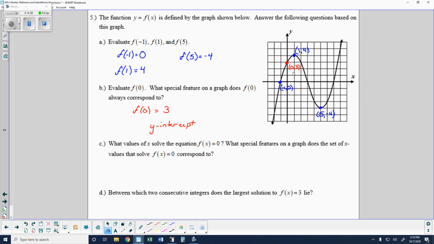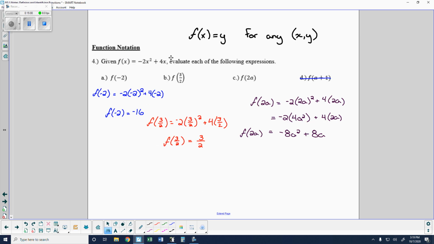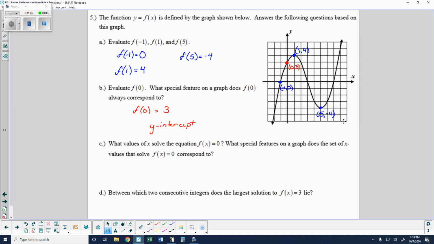Now if we take a look at C, we're going to switch up the way that this is written. So if you wanted to try this on your own, you could, but I'm going to walk you through it. It says, what values of x solve the equation f of x equals 0? Notice that now the number is on the outside of the f of x expression. It's equal to f of x, which means by our notation that we're looking at a y value. So what we want to find is all the y values on the graph. So this point right here that I'm coloring in, we already found that one where y equals 0.